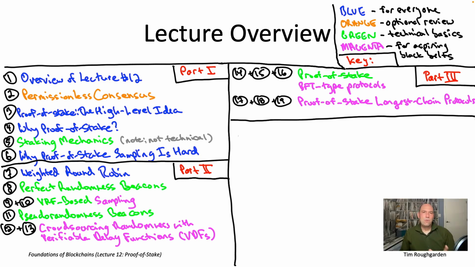Now, on the one hand, if you were going to skip exactly one part of lecture number 12, if you're going to omit only one thing, I would probably recommend this topic, proof-of-stake longest chain protocols. That said, they're still quite interesting for a few reasons. So one, there are in fact a couple of major proof-of-stake protocols which are proof-of-stake longest chain, and it's fun to learn about how those work.